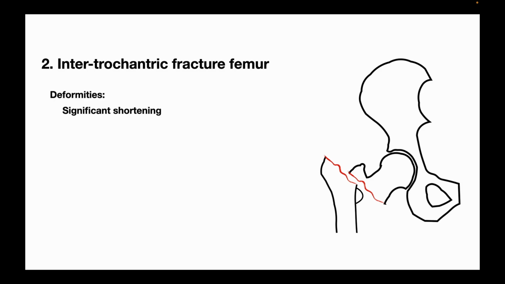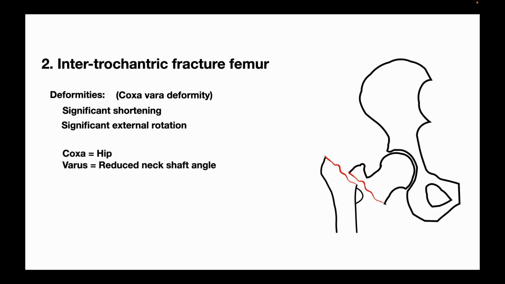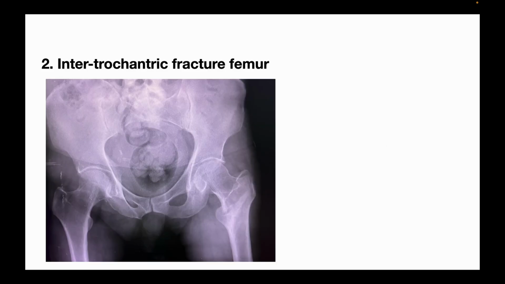Deformities in intertrochanteric fractures are much more exaggerated. There is usually a significant shortening and external rotation. This is termed coxa vara deformity. Coxa is hip, varus is reduced neck shaft angle. Treatment for all intertrochanteric fractures is internal fixation with DHS or dynamic hip screw or a proximal femoral nail. In this X-ray, you can see the fracture line here and a prominent lesser trochanter indicating an externally rotated leg.